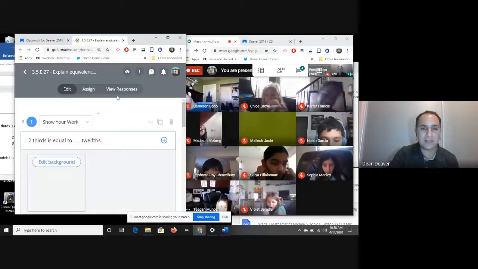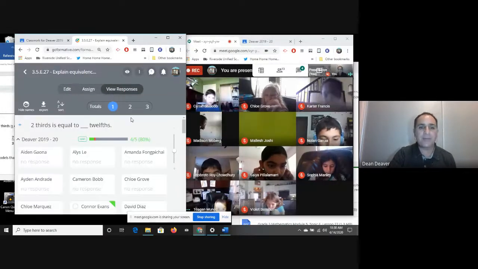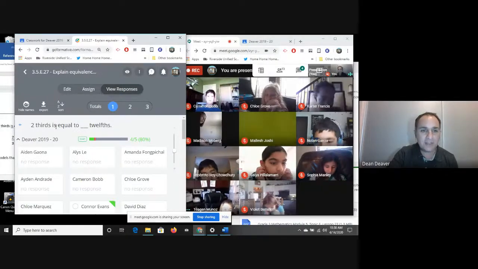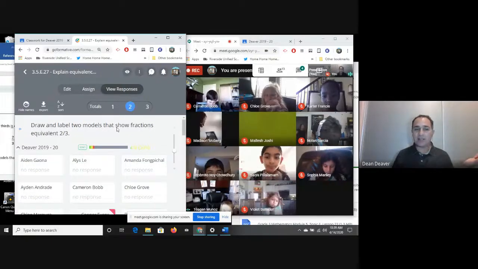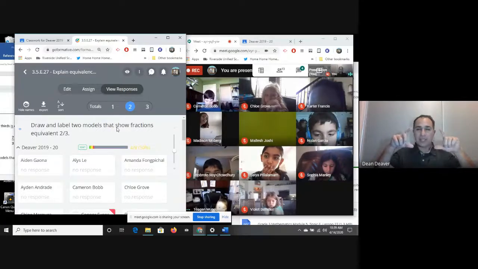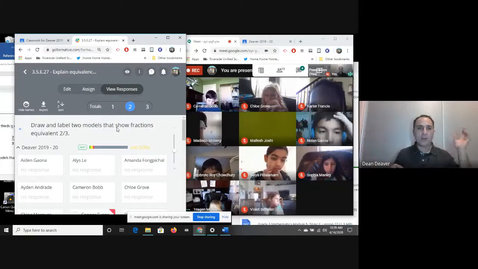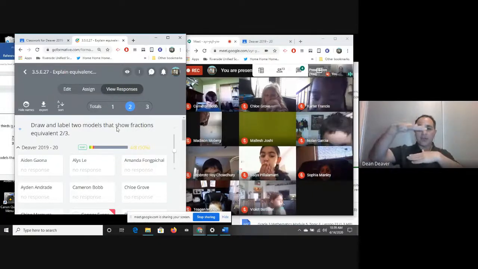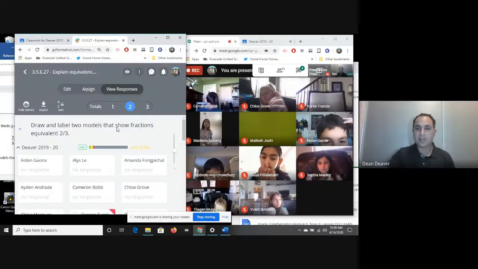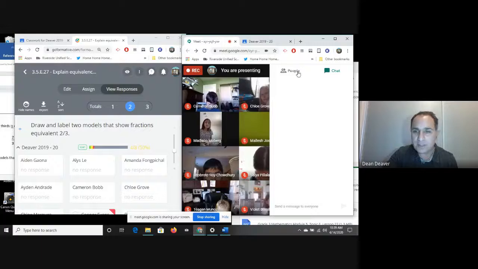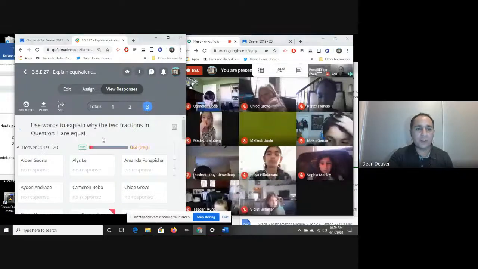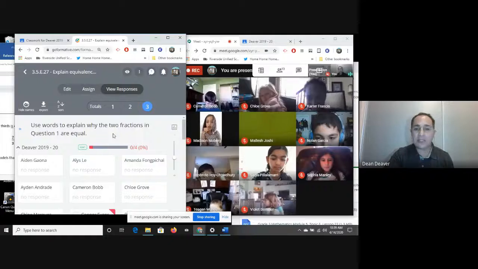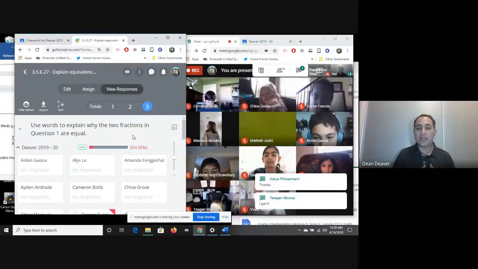Now, the way you're going to see it on mine is the teacher version, but you can see 2/3 is equal to, and then the next question is draw and label 2 models. Now, guys, on the models, you have to come up with 2 different ways to draw it, like 2 different tape diagrams, or one's a square and one's a circle or something. They're not asking for 2 number lines. They want 2 different types of models. Okay. And the last question here is use words to explain why the 2 fractions in question 1 are equal. So this goes right along with the problems that we did.